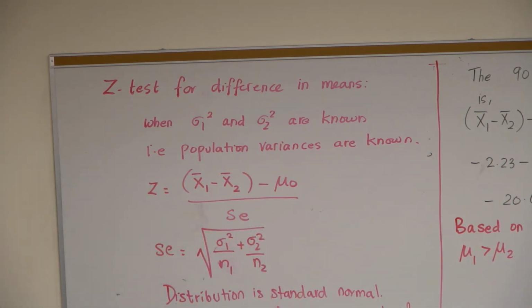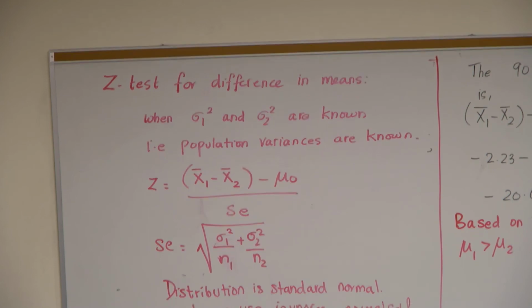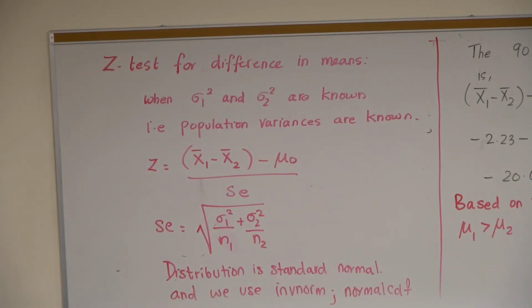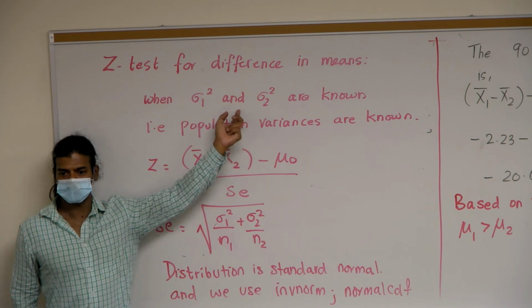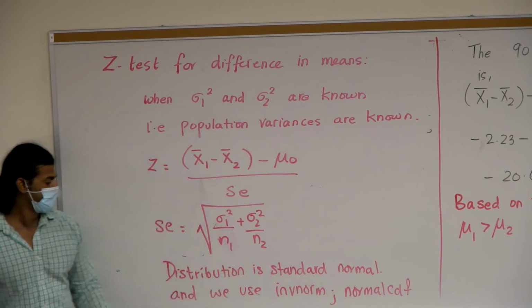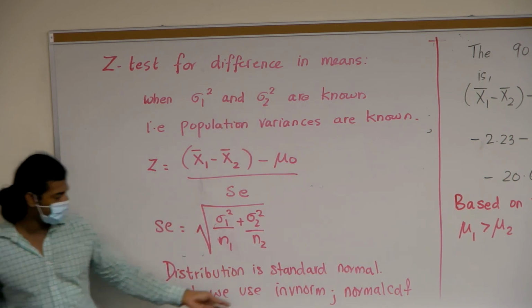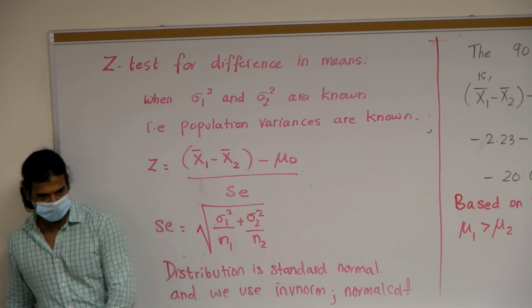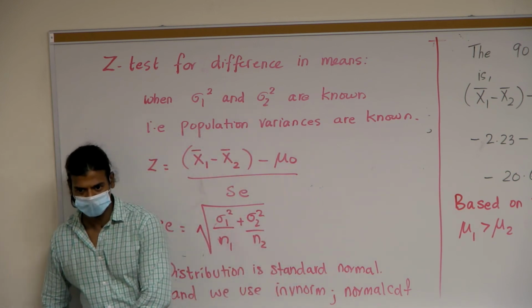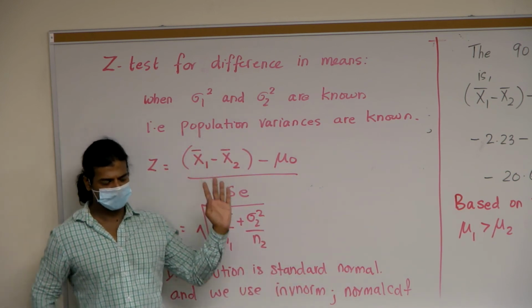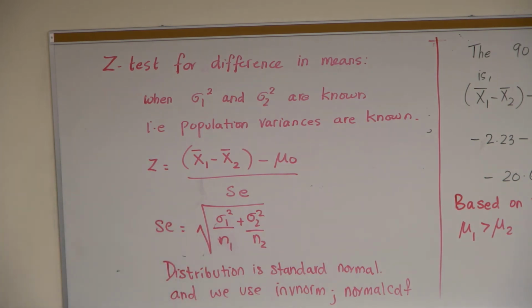So the process is exactly the same, but the only subtle differences are that we use this formula for standard error, where sigma 1 squared and sigma 2 squared are given in the problem. And instead of using inverse T for the critical value, we use inverse norm. Instead of using TCDF, we use normal CDF. Good? That is called the Z test. Procedure is the same.